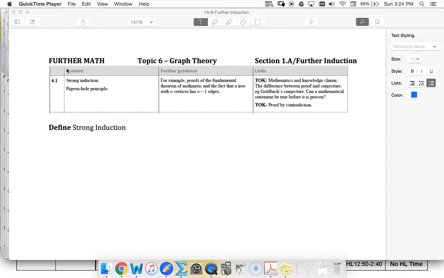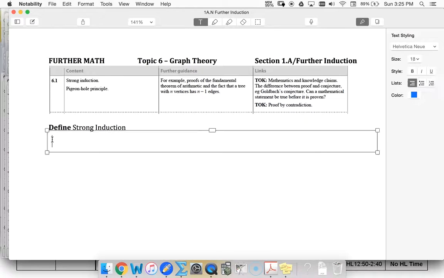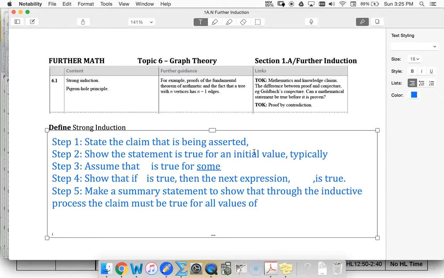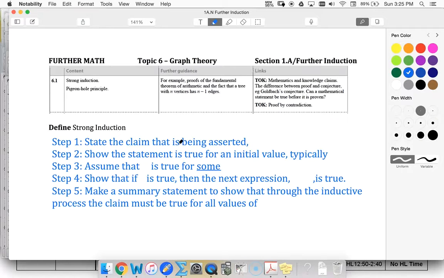Okay, so in your HL class, you learned about induction. And when you learned about the method of proof by induction, you probably learned this method of proof using 5 steps. And those steps were to state the claim being asserted, and generally we write that claim as P sub n.